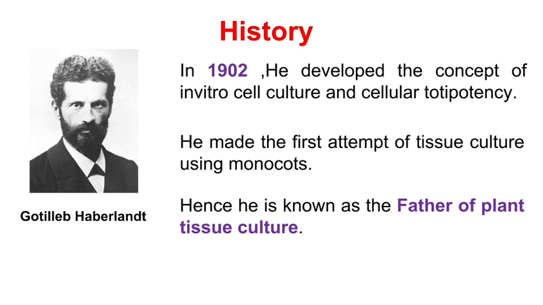Okay, we are going to see about the history. In 1902, Gottlieb Haberlandt, just see the picture, developed the concept of in vitro cell culture and cellular totipotency. He made the first attempt at tissue culture using monocot plants. Hence, he is known as the father of plant tissue culture.